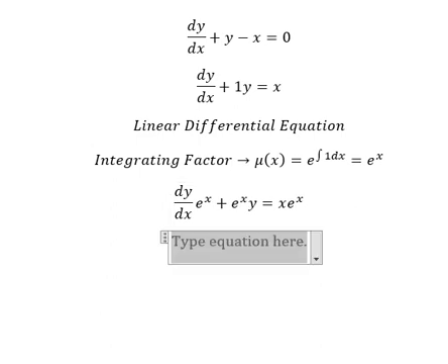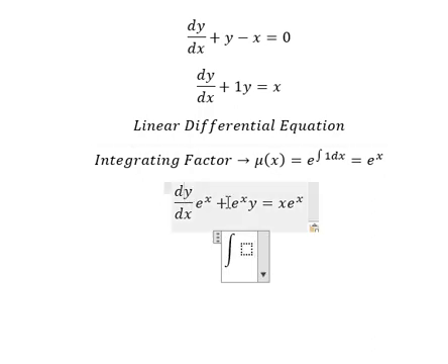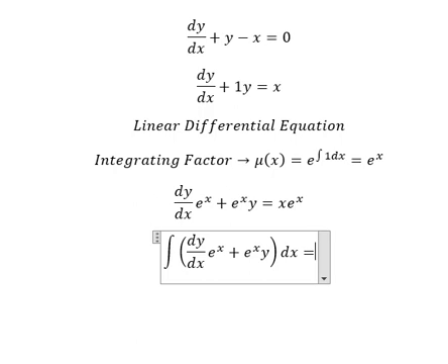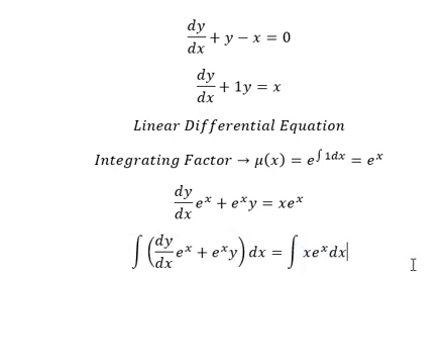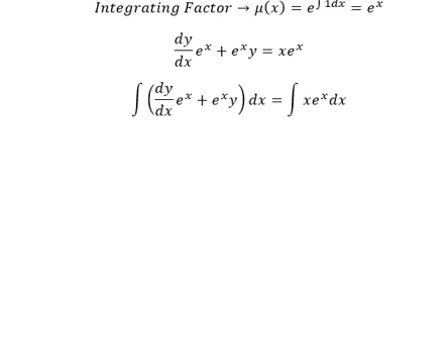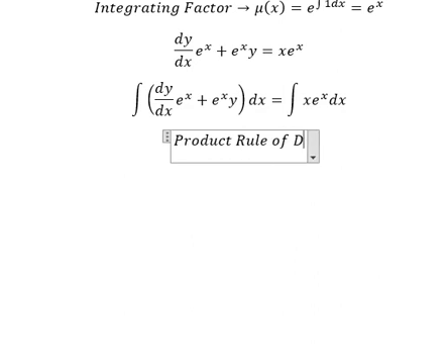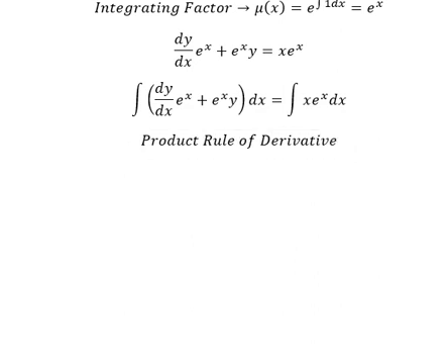Next, we put the integration for both sides. Next, we need to use the product rule of derivative. So we have the first derivative of y equals the first derivative of a multiplied by b plus the first derivative of b multiplied by a.